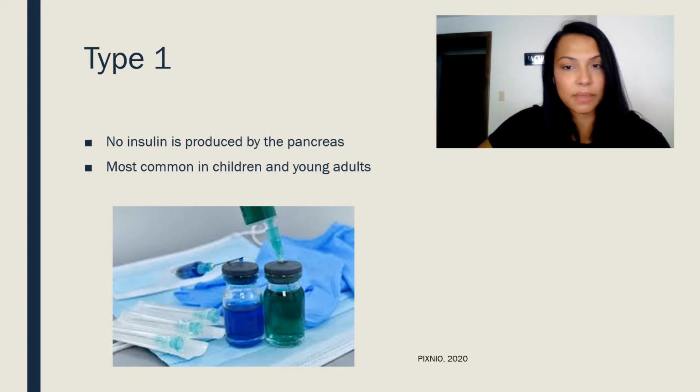So type 1 diabetes is when no insulin is being produced by the pancreas. This is most common in children and in young adults. It also affects more African Americans and Latinos than it does Caucasians. Because the population of individuals affected by type 1 are so young, they require heavy glucose monitoring due to their need for an insulin pump.